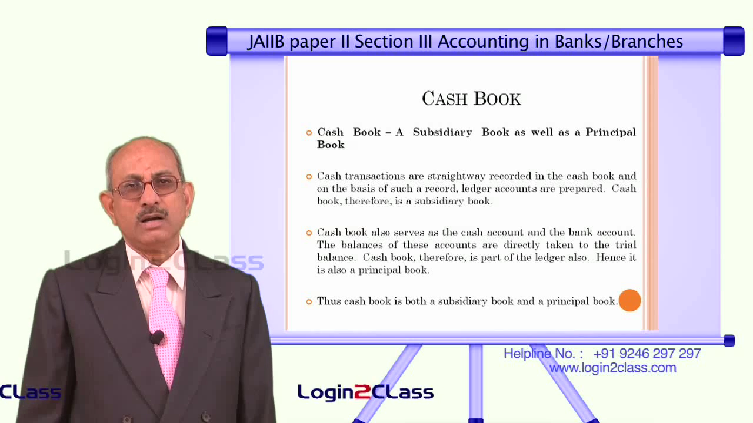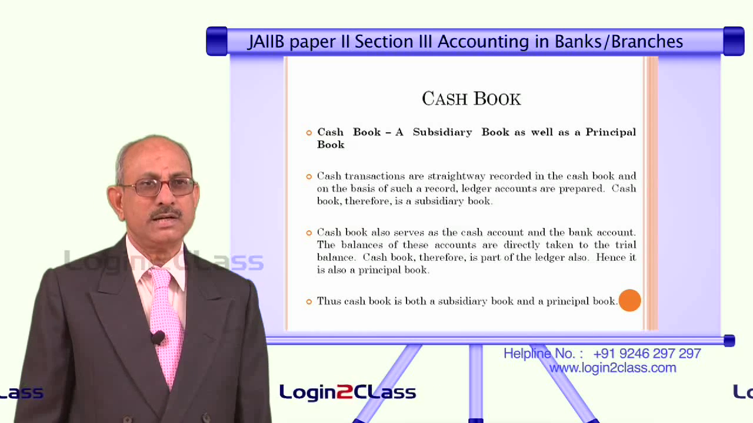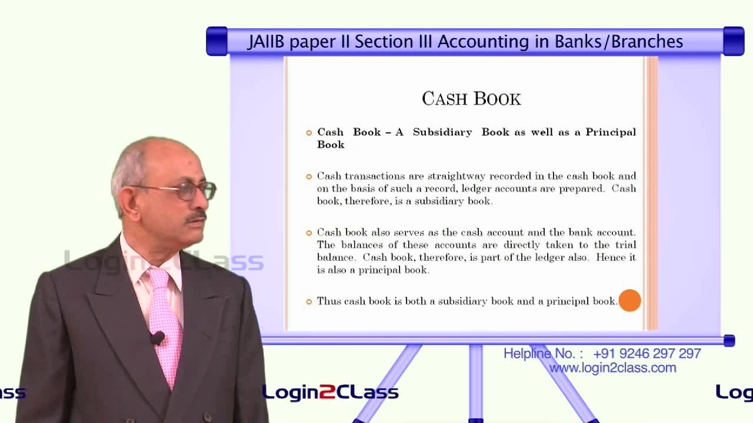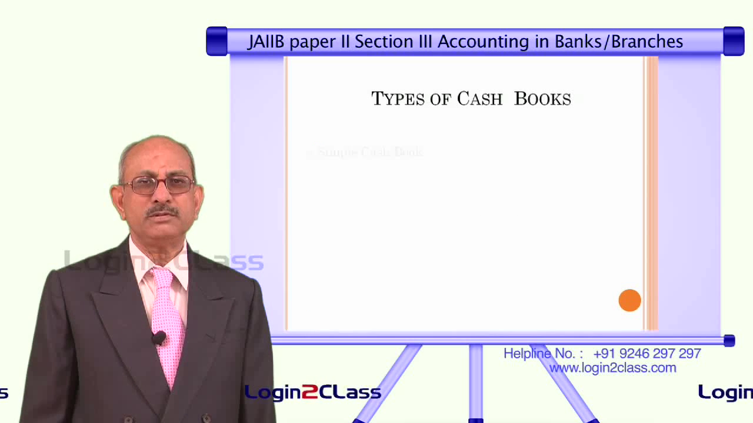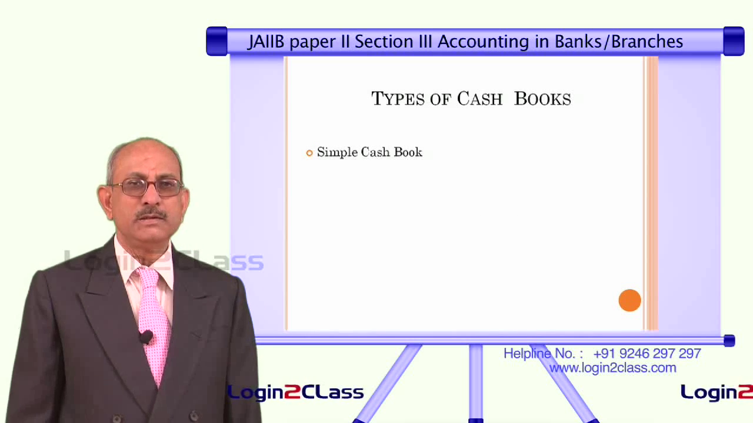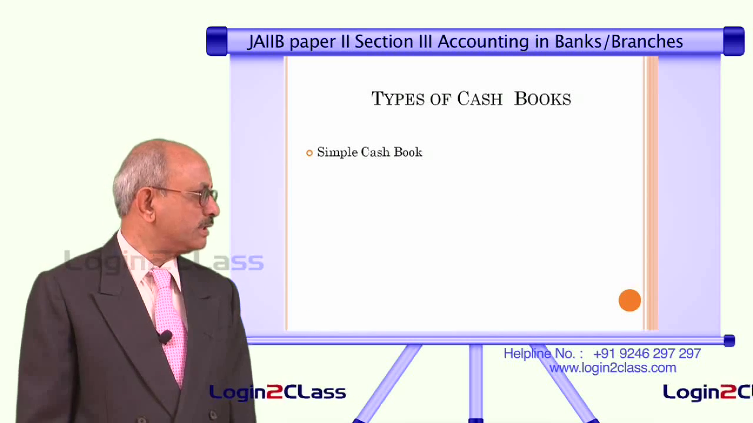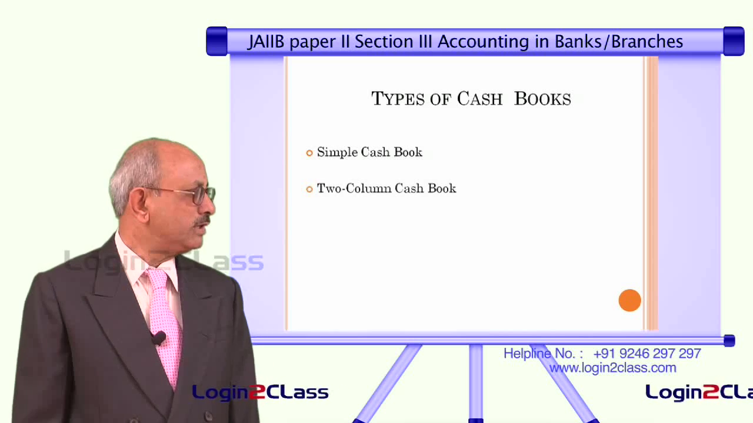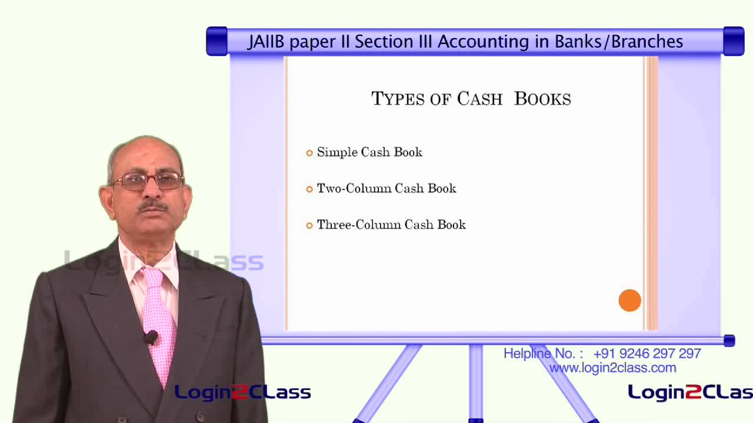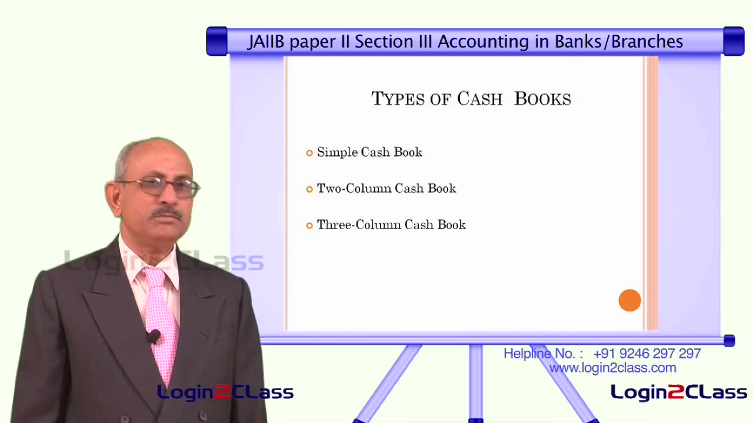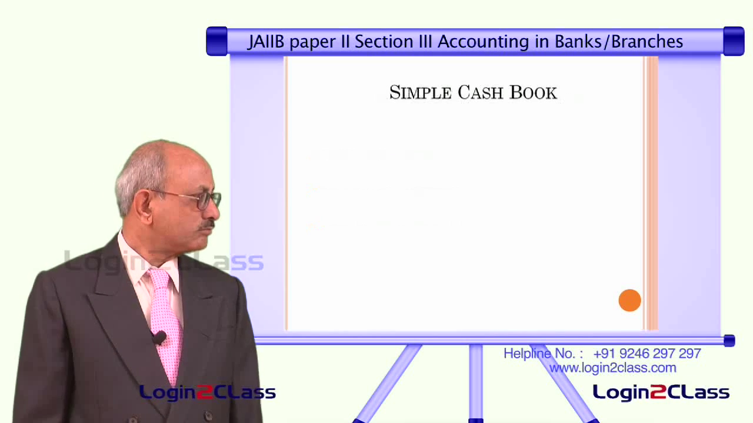Now, how these cash books are divided into, we will find out. Normally, there are three types of cash books. One is known as the simple cash book. Second one is known as the 2-column cash book. Third one is known as the 3-column cash book. So let us take up the simple cash book.